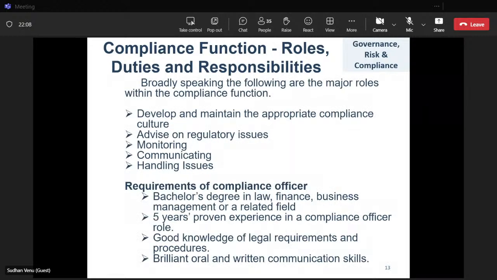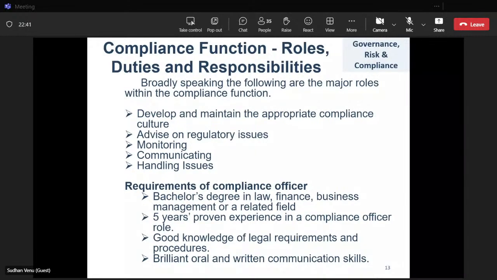And we are broadly speaking to the following areas, that is the major roles within the complaints function. They have to develop and maintain an appropriate complaints culture, advise on the regulatory issues, and monitor the best practices for all the aspects. And communicating: if any complaints function or any complaint procedure policy is changing, they have to communicate with all the stakeholders as well as the employees in the organization. And handling issues, how they are going to handle those issues in terms of complaint functions.